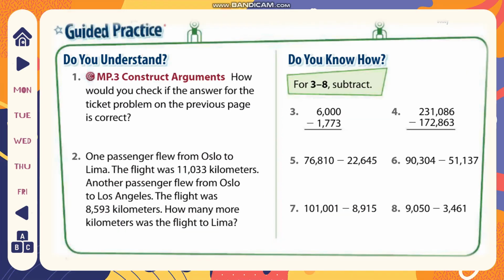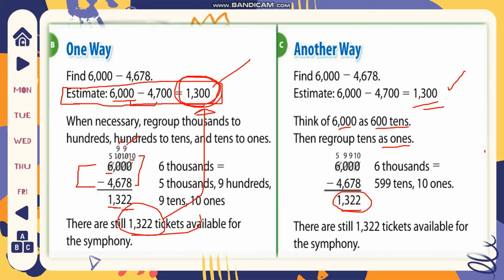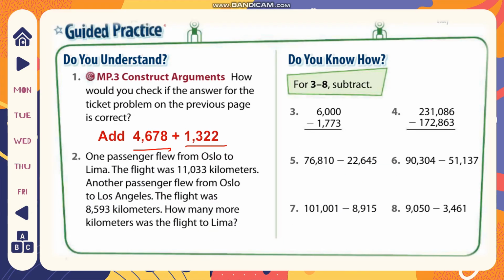So, how would you check if the answer for the ticket problem on the previous page is correct? You simply add 4,678 plus 1,322. In short, we're going to add these two using the inverse operation to check if your answer is correct or not. Once you add these two given numbers and your answer is 6,000, it means your answer is correct.